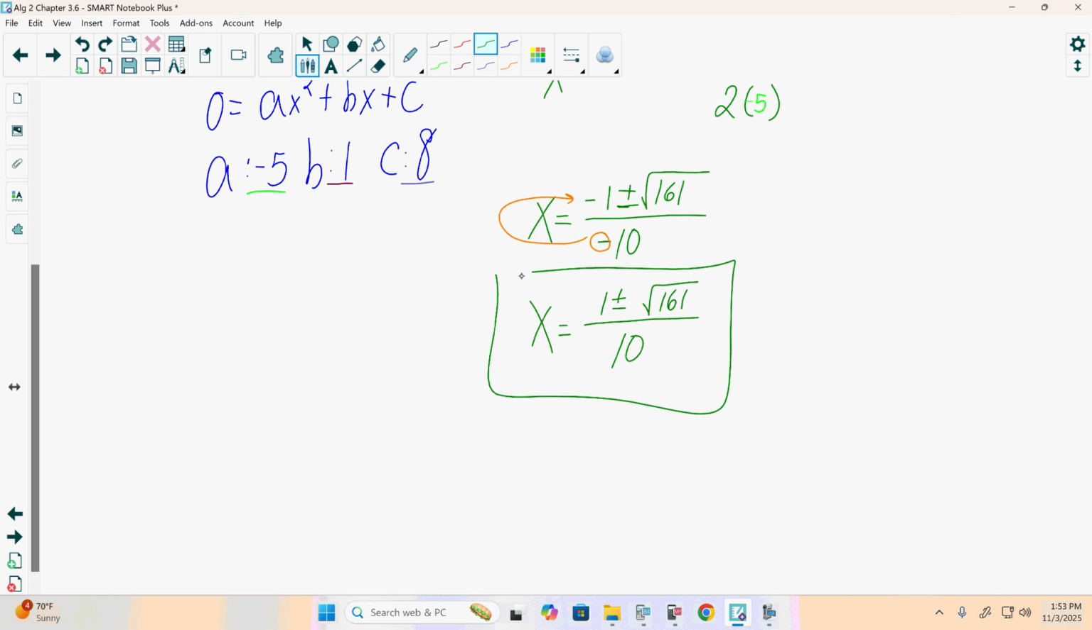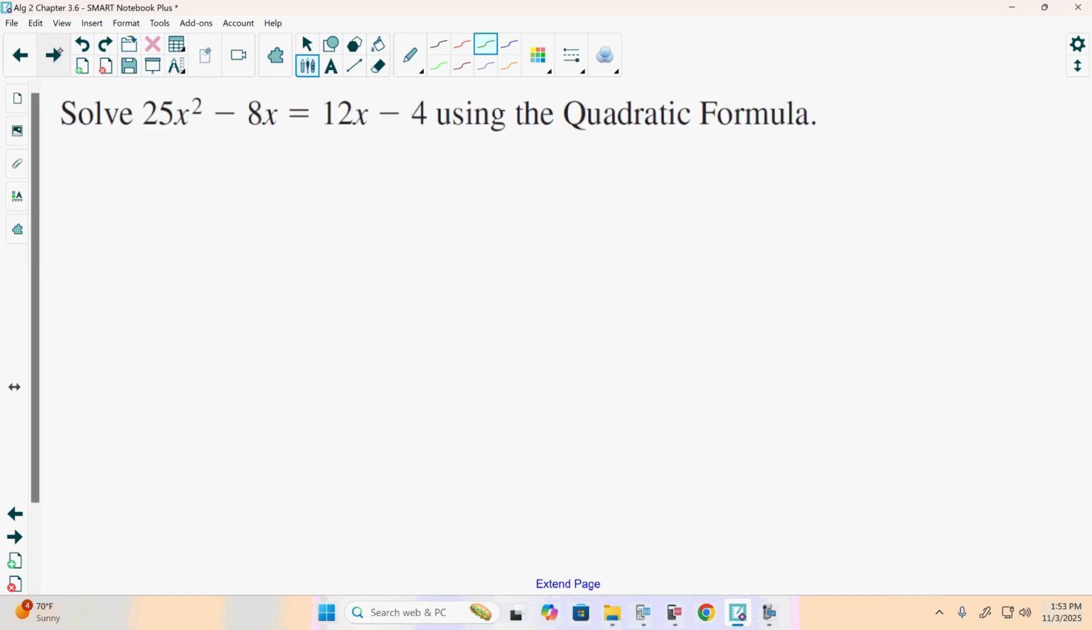Any questions on this here? So the biggest thing with the quadratic formula is not so much the process itself, it's just simplifying. The biggest part of the quadratic formula is simplifying.